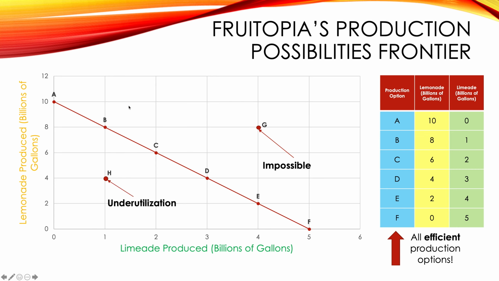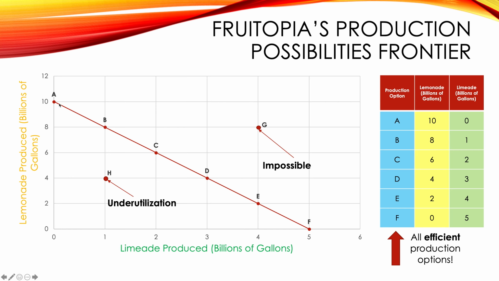It's what's called underutilization. They're not using all of their resources to their fullest potential. Because again, like I said, if they're producing 4 billion gallons of lemonade and only 1 billion gallons of limeade, that's a waste. They could be producing more not just of one thing, but of both things. For instance, they could be here at point C, producing 6 billion gallons of lemonade and 2 billion gallons of limeade. They have better options to produce. So that's one thing that's interesting to note.